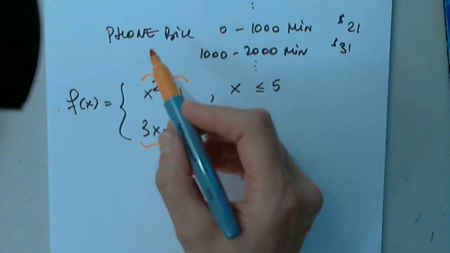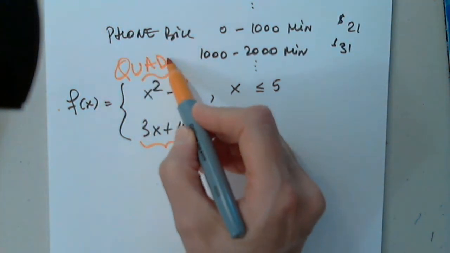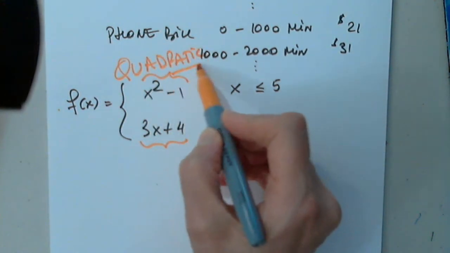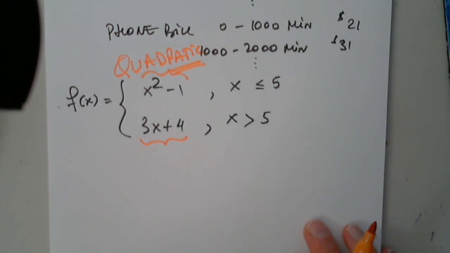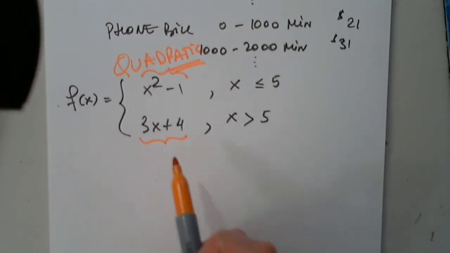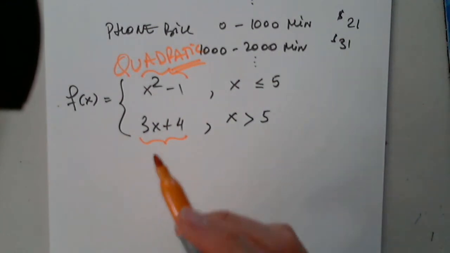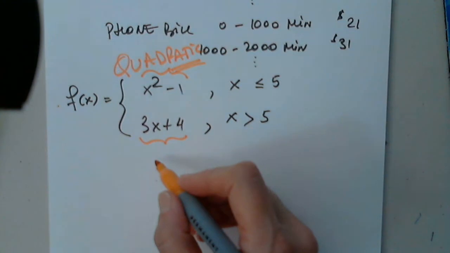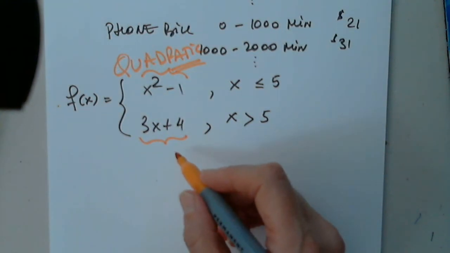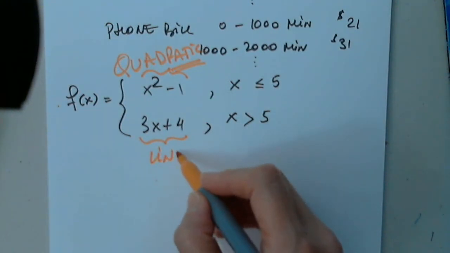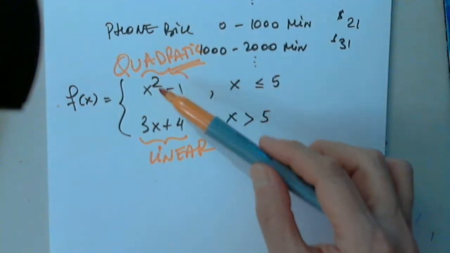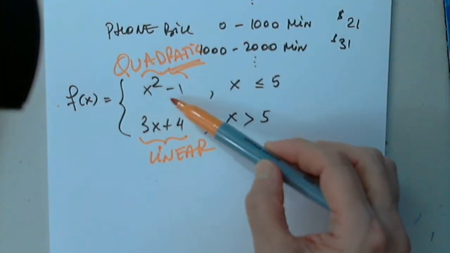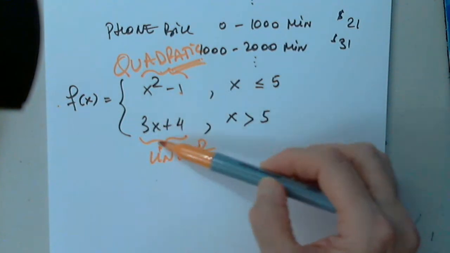The top one's quadratic. Excellent. Who said that? I did. Good. And this one? Can I also do this one? Please. Linear. So I'm hoping that no one has difficulties identifying this as quadratic and this as linear.